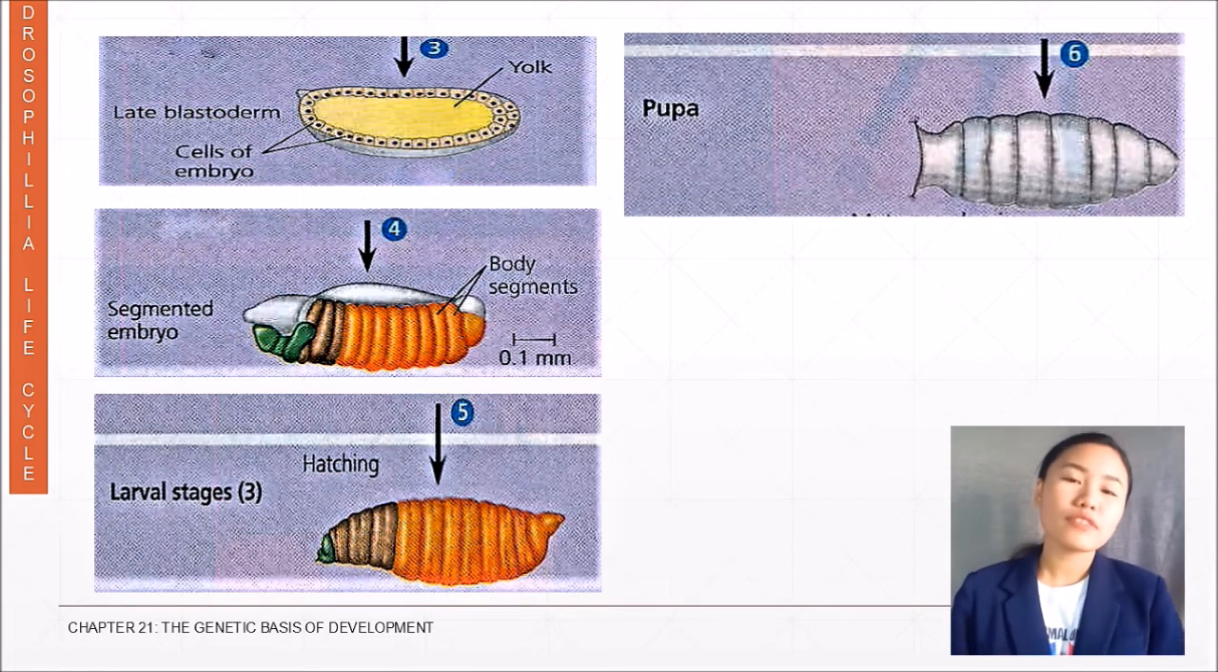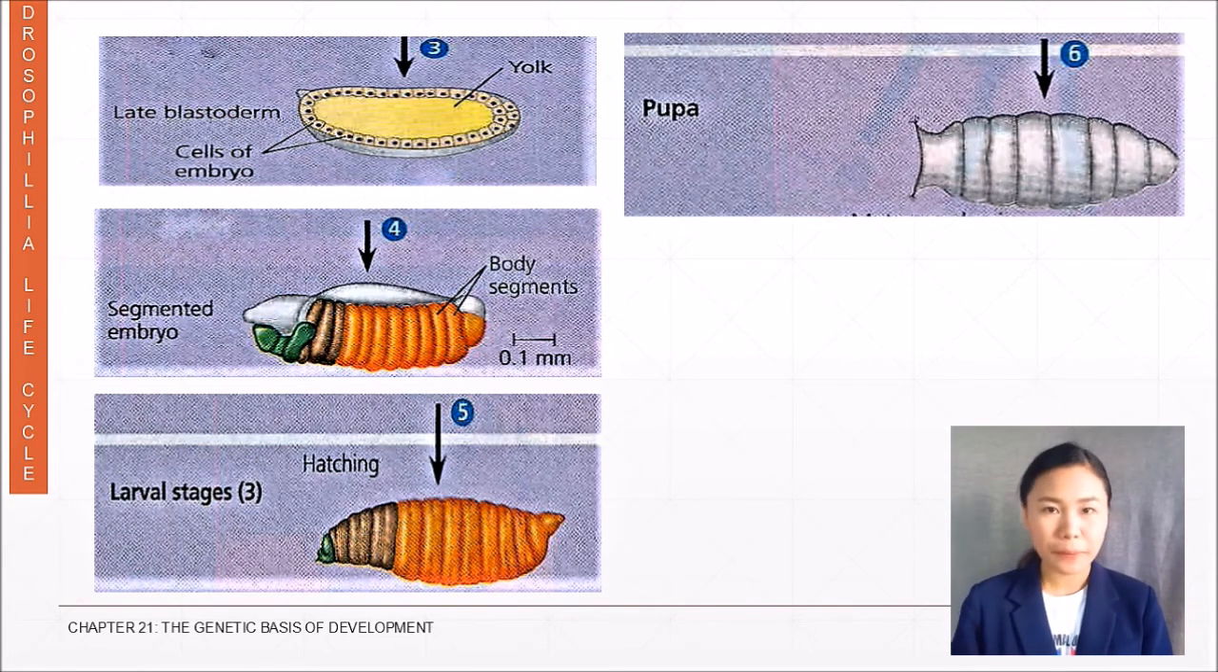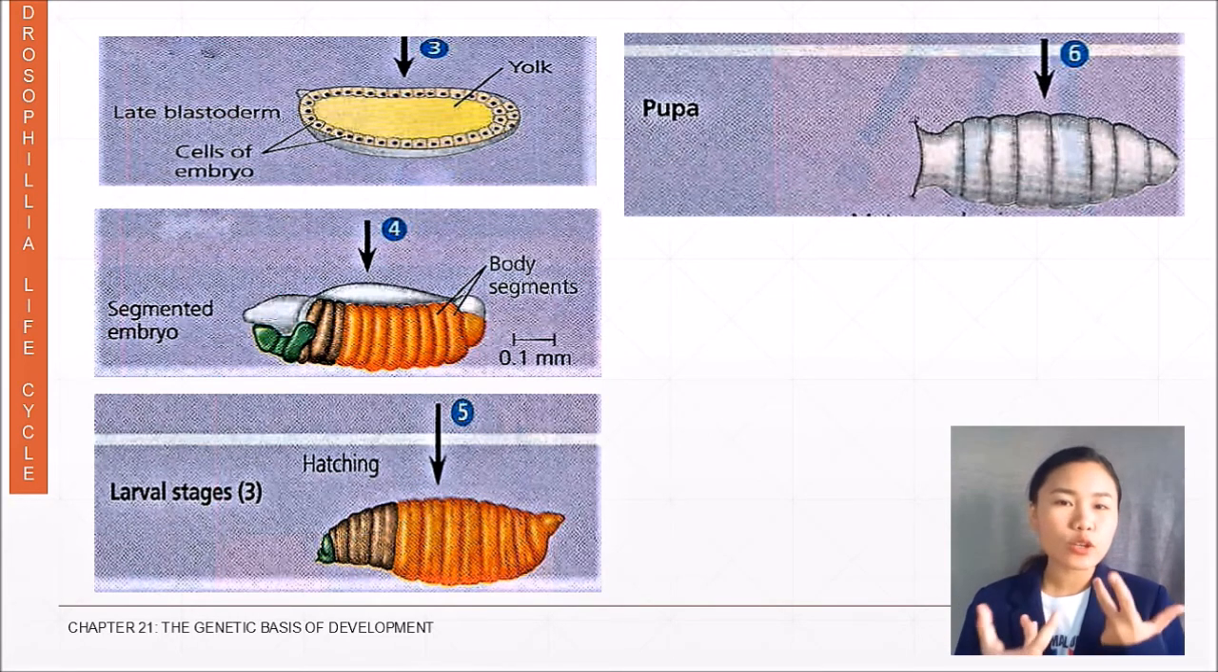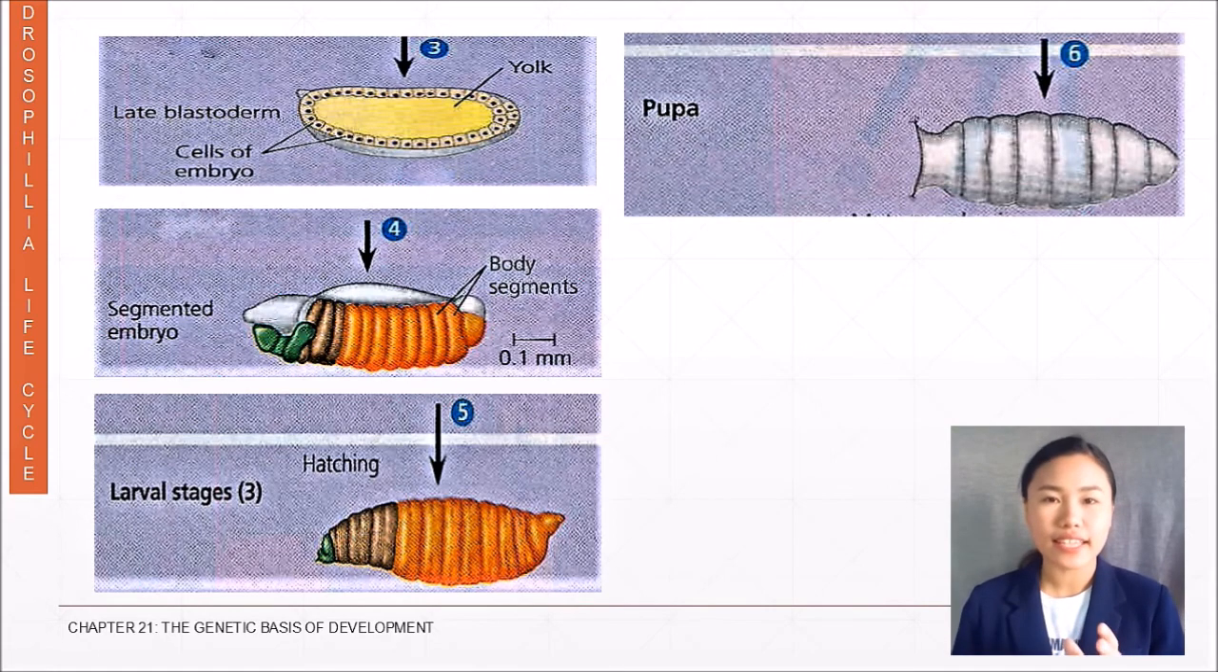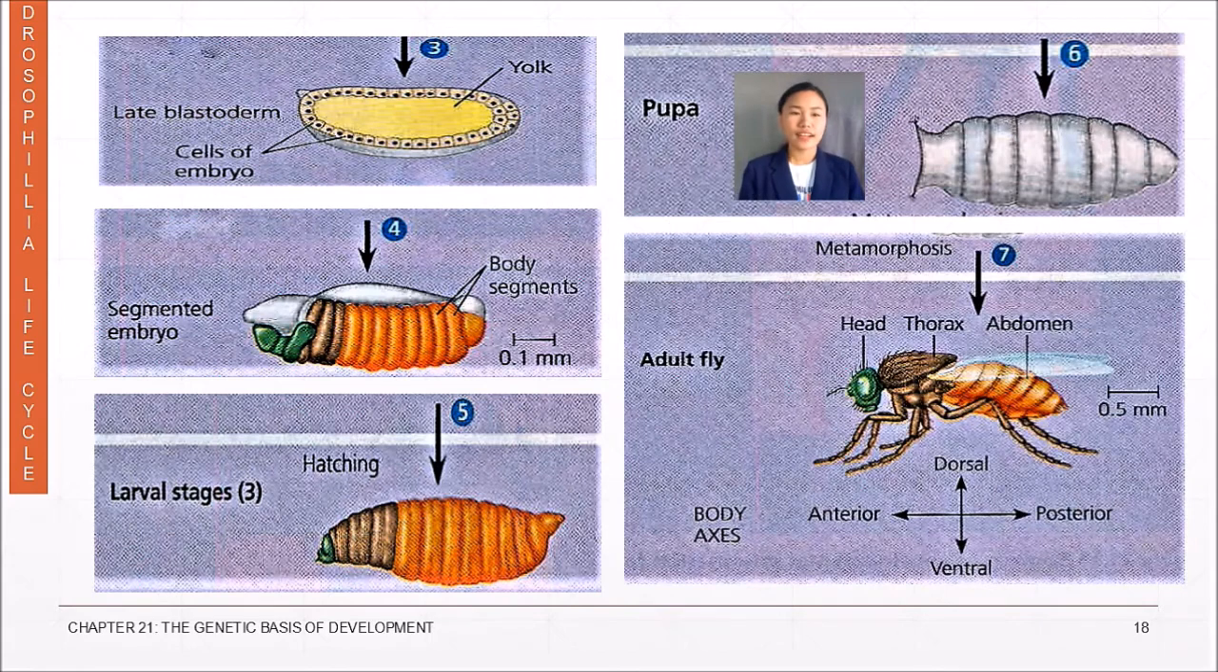The third larval stage of Drosophila becomes enclosed in a case, thus forming the pupa. And then it's metamorphosis, the change from larva to adult fly. It happens inside the pupa, and right after that, the fly now emerges.